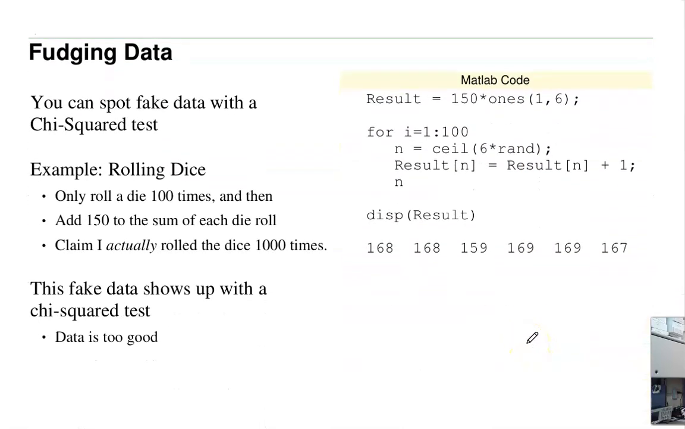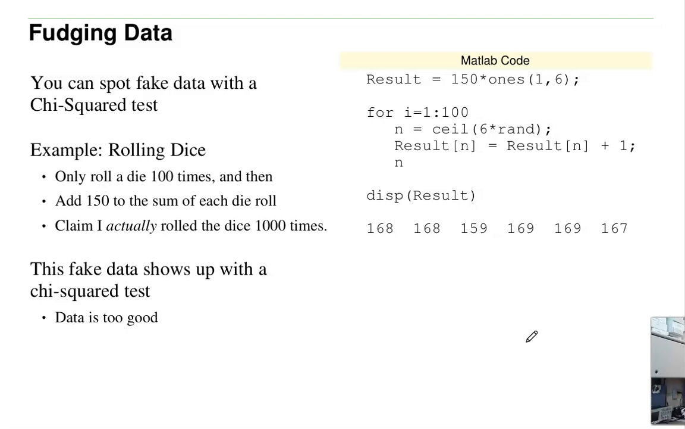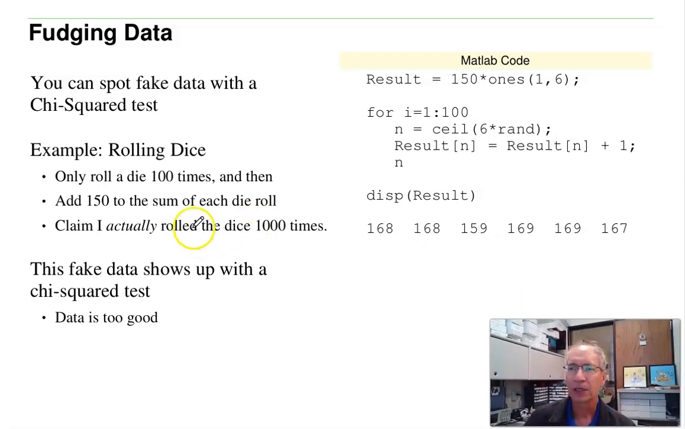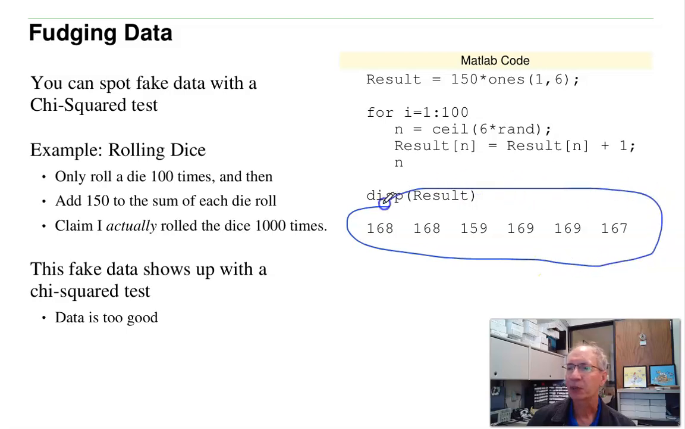For example, suppose I'm paid to roll the dice 1,000 times, but I'm kind of lazy. I don't want to do that. I'm only going to roll the dice 100 times, then add 150 to the total. So I'm going to start out with the number 150, roll the dice 100 times, and report. These are the die rolls. I rolled the dice 1,000 times, that's what I got. Can I tell that I fudged the data using a chi-squared test?